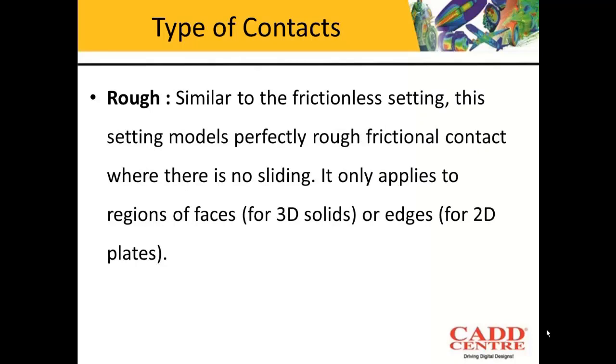And the last type of contact is rough contact. This contact is similar to frictionless setting, and it models a perfectly rough frictional contact where there is no sliding. But here the surfaces are allowed to separate; even if you are saying that there is no sliding, the surfaces can separate from each other. That means in this contact, the coefficient of friction that we consider is generally infinite. That means mu is equal to infinite. So these are the types of contacts that we have in Ansys Workbench.